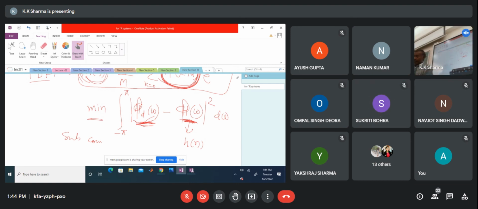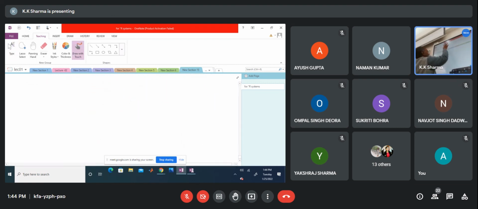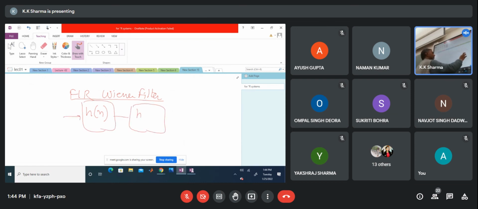Yes, sir. And the last which I can mention is the FIR Wiener filter. So essentially what I am saying is that suppose I am giving you one filter, and you pass it through an inverse filter. Ideally, if you apply x of n, you should obtain the same signal back. That's the definition of inverse filter.